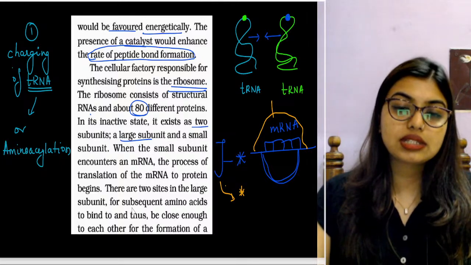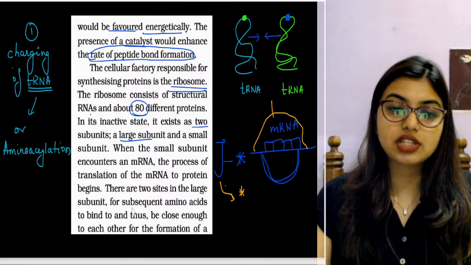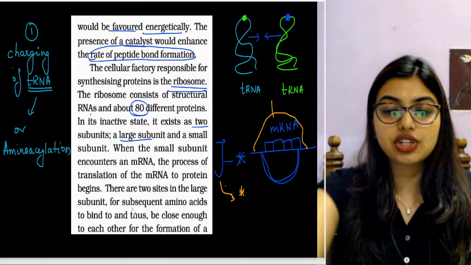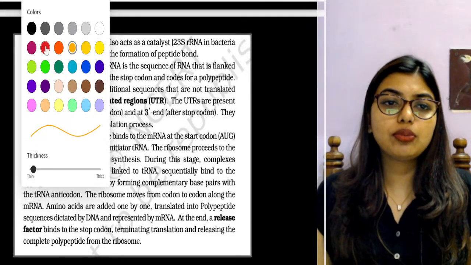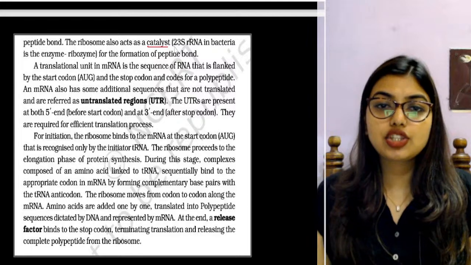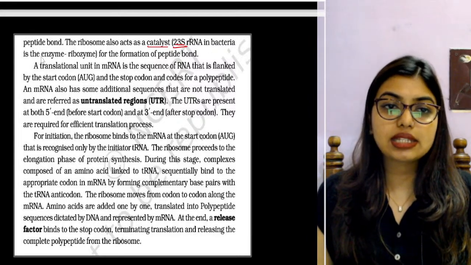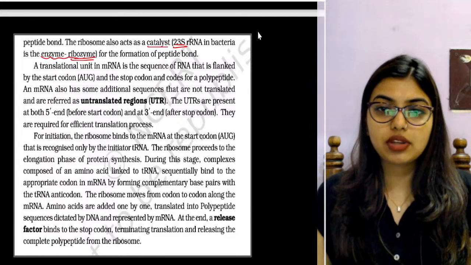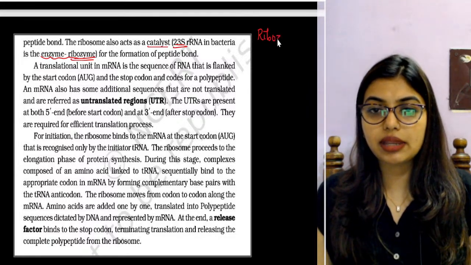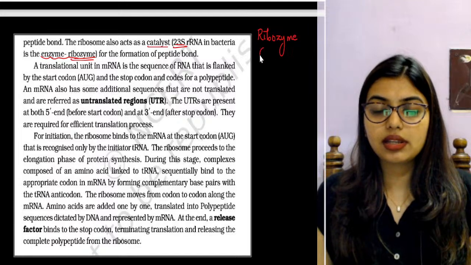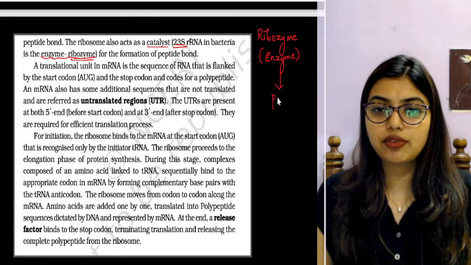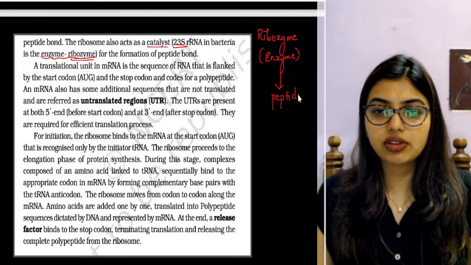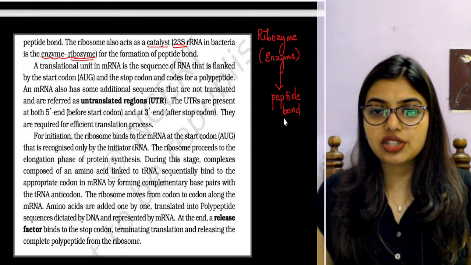Now there are two sites in the large subunit for subsequent amino acids to bind and thus be close enough to each other for the formation of a peptide bond. Now see, the ribosome also acts as a catalyst, that is, the 23S rRNA in bacteria acts as an enzyme called ribozyme. Okay, all of us know the enzyme is called ribozyme. It can act as an enzyme and it is seen in bacteria for the formation of the peptide bond. So you can write this is going to be formed as a peptide bond. Usually we do not teach all this, because we rarely see questions out of this.